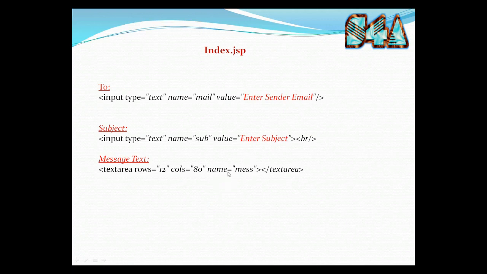And also I define the name as mess, because we need to submit all these fields. So we need a submit and a reset button. So this is the index.jsp page, and there is nothing more in this page. Only these three lines, which are just taking values for mail, subject and message. So let's start the terms.